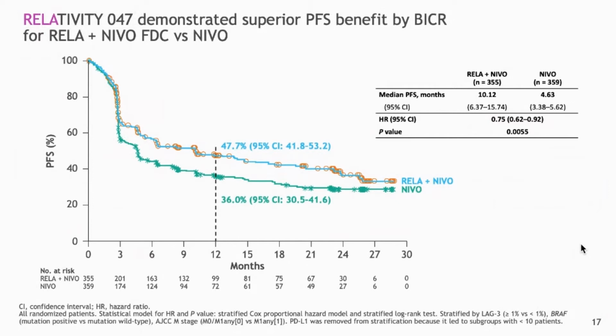There's maybe about an 11% difference in progression-free survival at a year, and it seems to be somewhat persistent, and that translates to about a 25% benefit for Rela plus Nivo versus Nivo alone.